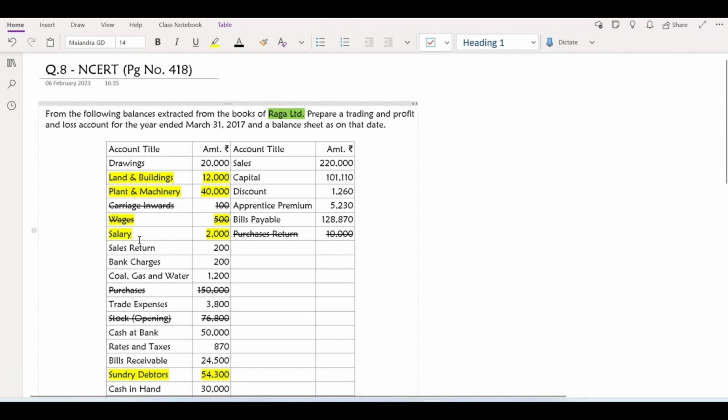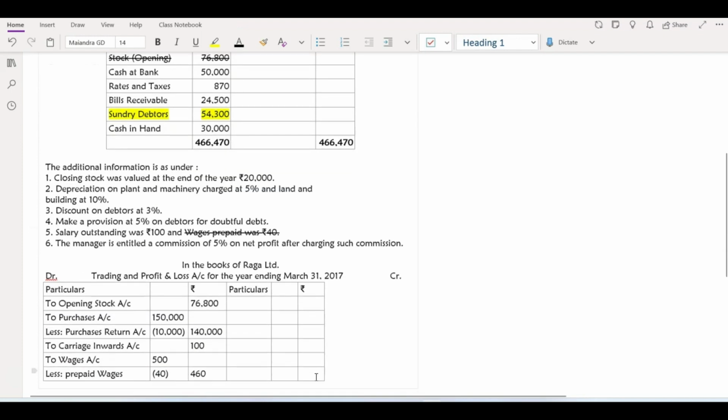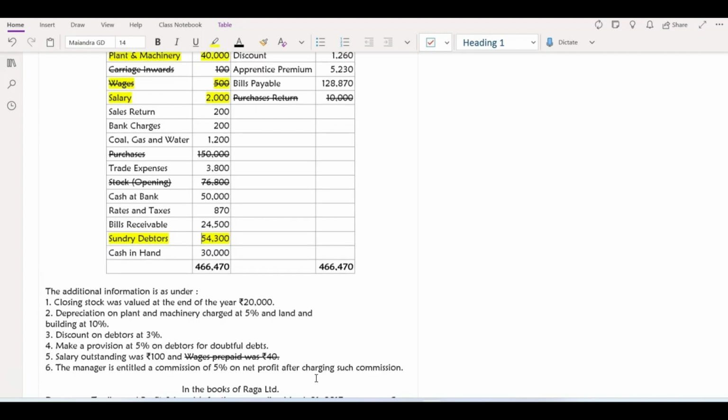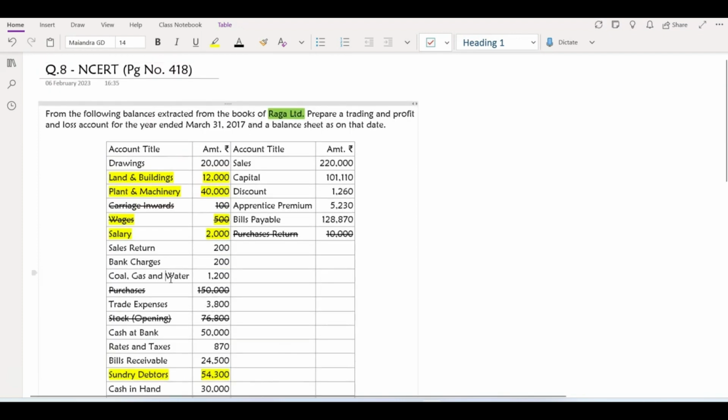After this, salary will not come here. Salary will go in the P&L account. It is an indirect expense. Sales return, bank charges, coal, gas and water. Where will you use coal, gas and water? These are items used in your factory. So these are actually factory expenses, and factory expenses are always direct expenses. So let's write here, to coal, gas and water. How much is it? 1,200 rupees.